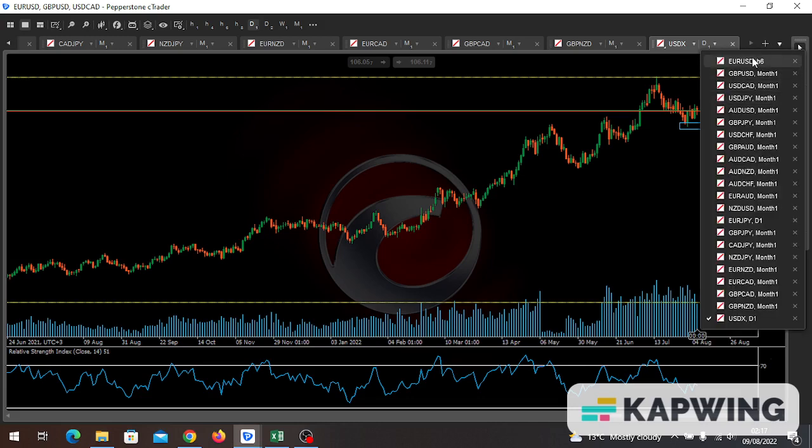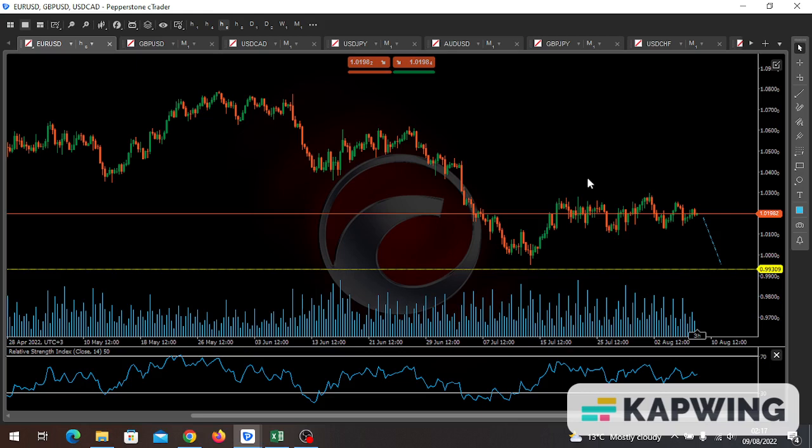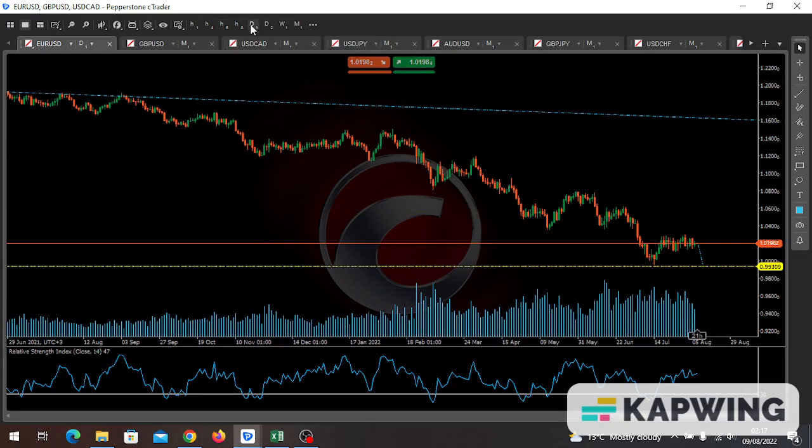Let's look at the euro dollar. Basically the dollar index is bullish. That basically means that the euro dollar is on a sell. But as you can see, this is the 8-hour chart. Let me go to the daily. We are still in consolidation mode for the last several days.